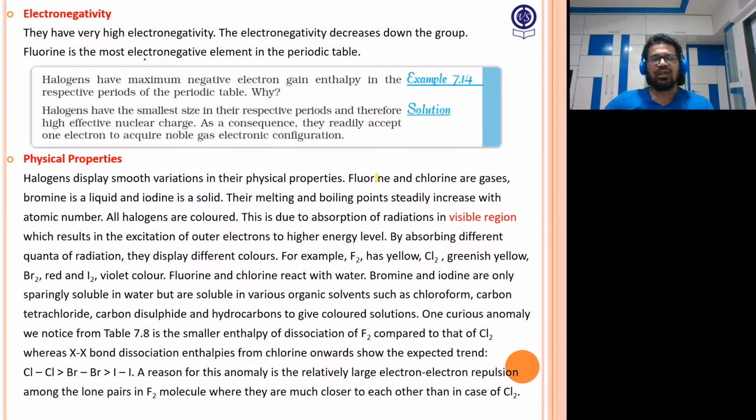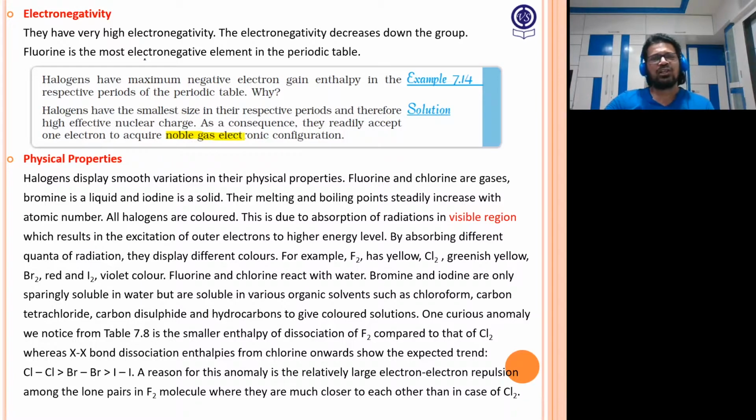Then electronegativity, we discussed that it decreases as one goes down. And next, halogens have maximum negative electron gain enthalpy in their respective periods. What is the reason for them to have maximum? Because of the small size. Because of the small size, nuclear pull is more. So when an electron is added, energy released is more. That's because they try to achieve the noble gas configuration.